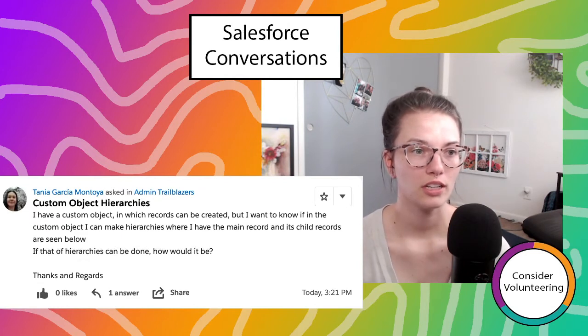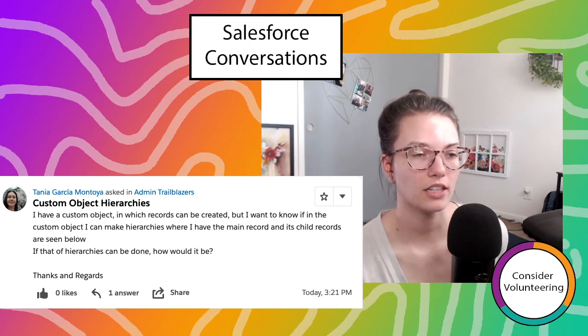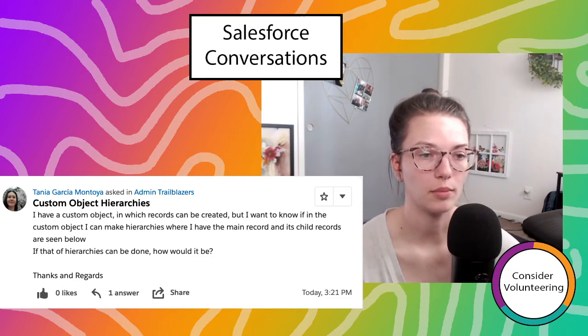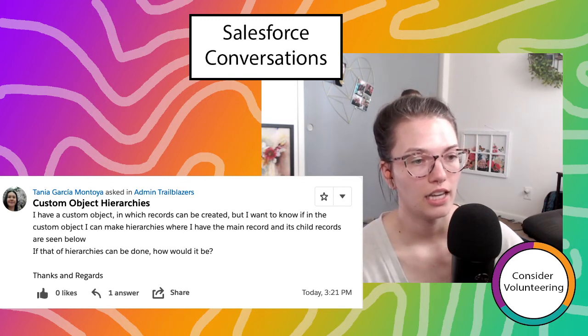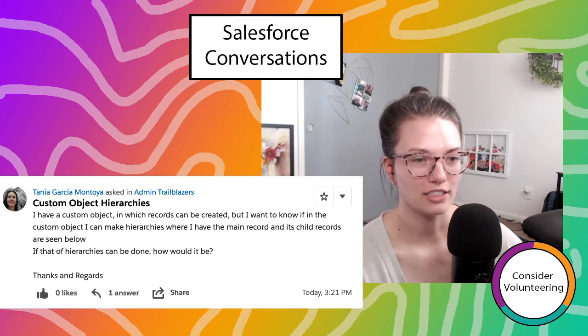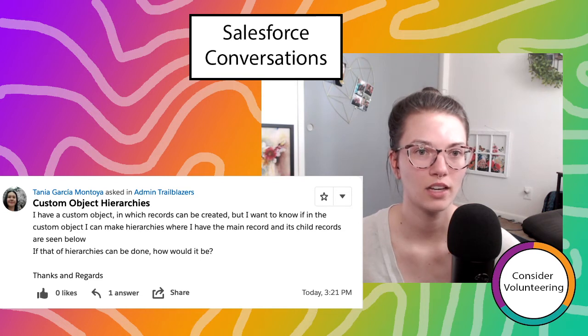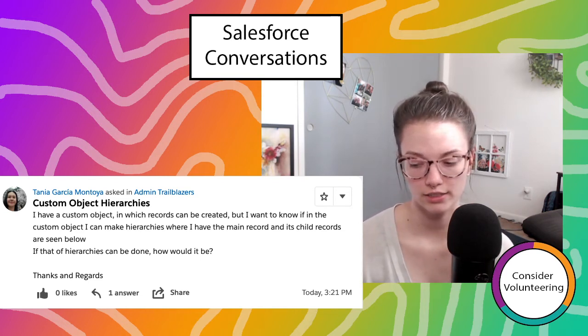Question number 2 for me is around custom object hierarchies. The question reads, I have a custom object in which records can be created, but I want to know if in the custom object I can make hierarchies where I have a main record and its child records are seen below. If that of hierarchies can be done, how would it be? Thanks and regards. So this particular question is around custom object hierarchies.